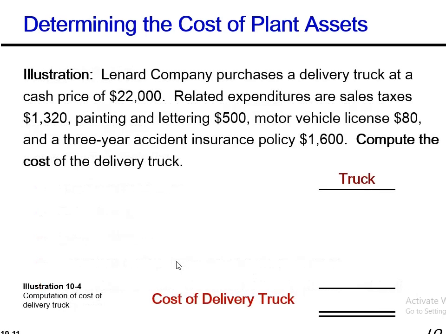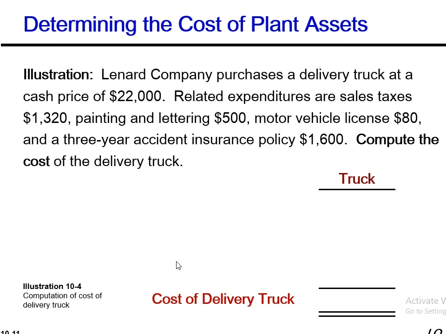But this one, the 3-year accident insurance policy, is renewable, because your truck will be on the road taking or bringing products. So you have to have insurance for accident purposes, and it's renewable. So you are purchasing 3 years in advance. So this is prepaid insurance. That's a current asset, $1,600.